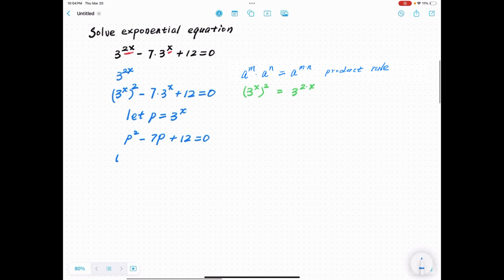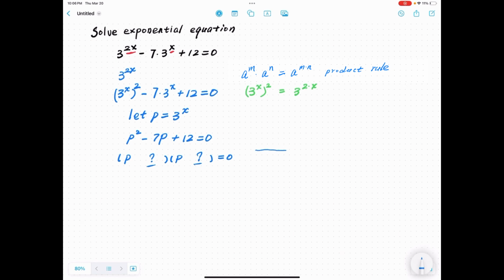So we have those two big brackets for the factoring, equals 0. We need to find two numbers. It's going to be p plus or minus a number here, times p plus or minus a number here. So how do we find those two numbers? The product of those two numbers must equal 12. The sum of those two numbers must be minus 7.